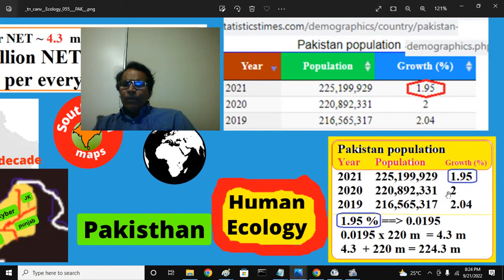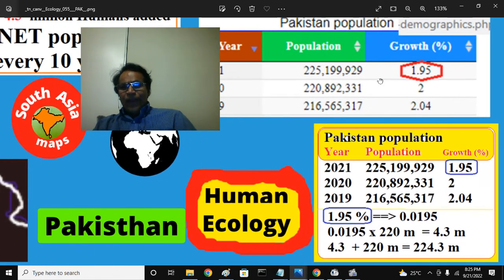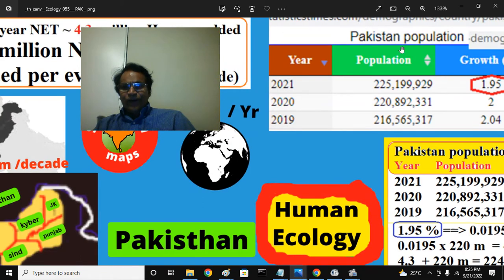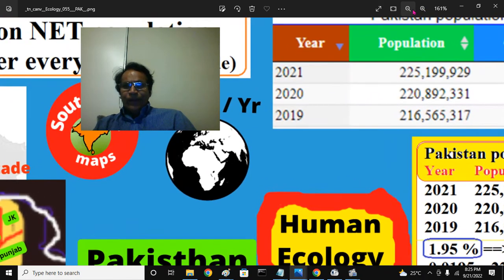So 1.95% net growth rate, 1.95 is nothing but 0.0195, that you multiply with the base population of 220 million, you get 4.3. This is in millions. You add 4.3 to 220, you get 224. That's how we came to that conclusion.